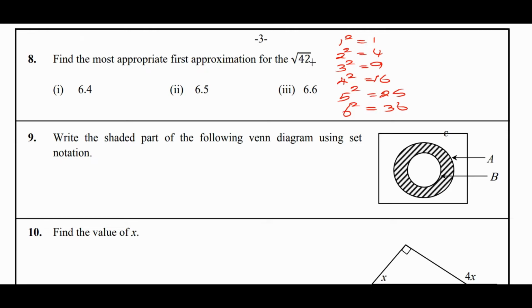We are getting closer to 42. 7 squared should be 49. From this stage, we have passed the value 42. Therefore, root 42 should lie between 6 and 7. This is the first data we can find. Then I can write root 42 should lie between 6 and 7.